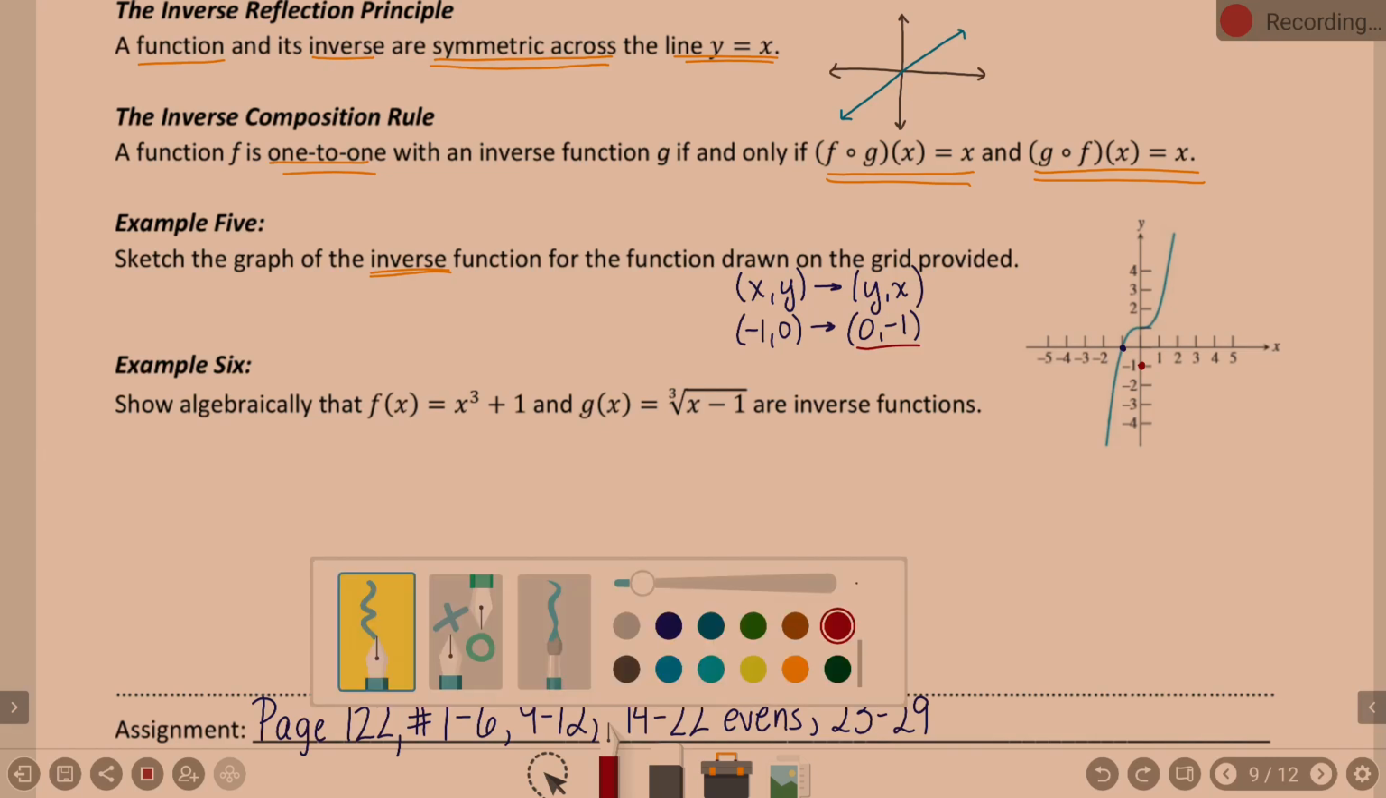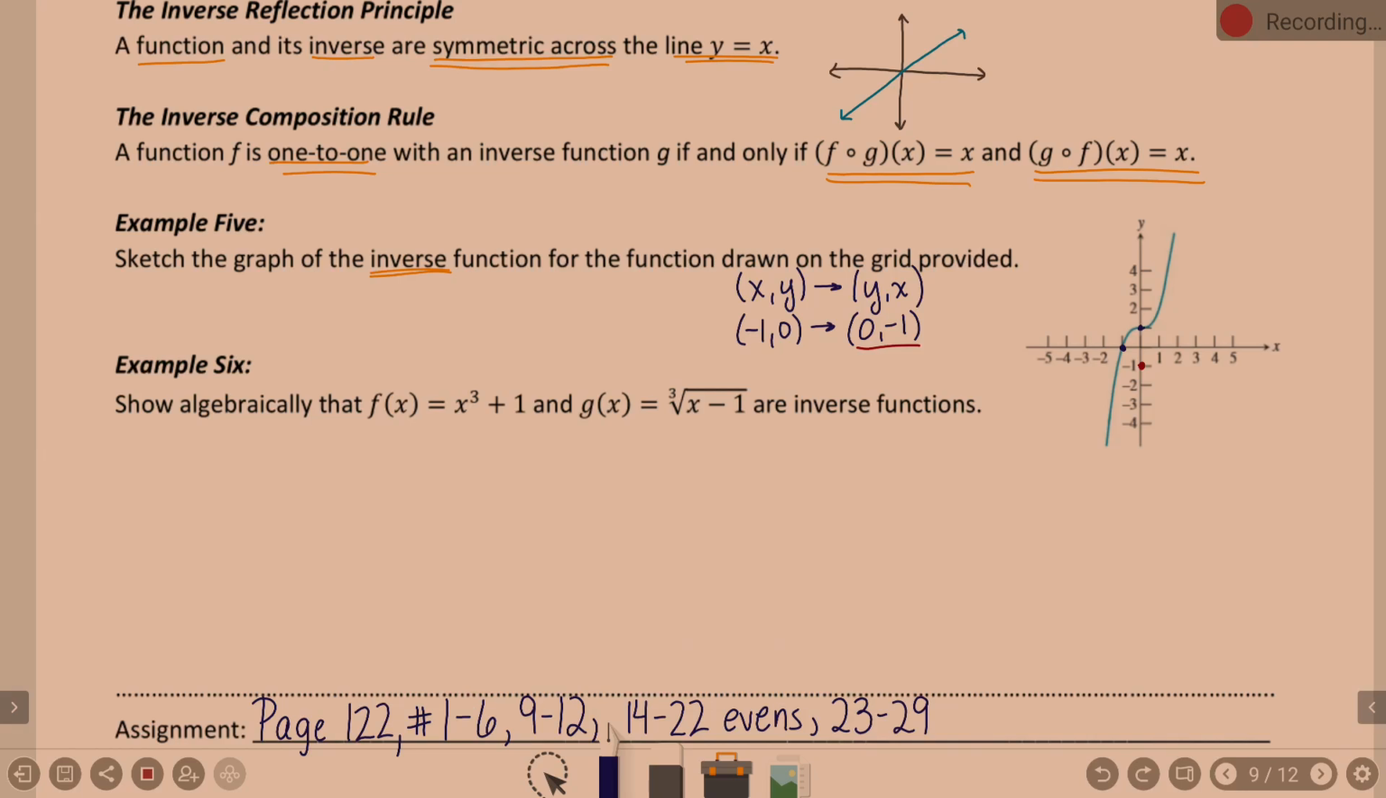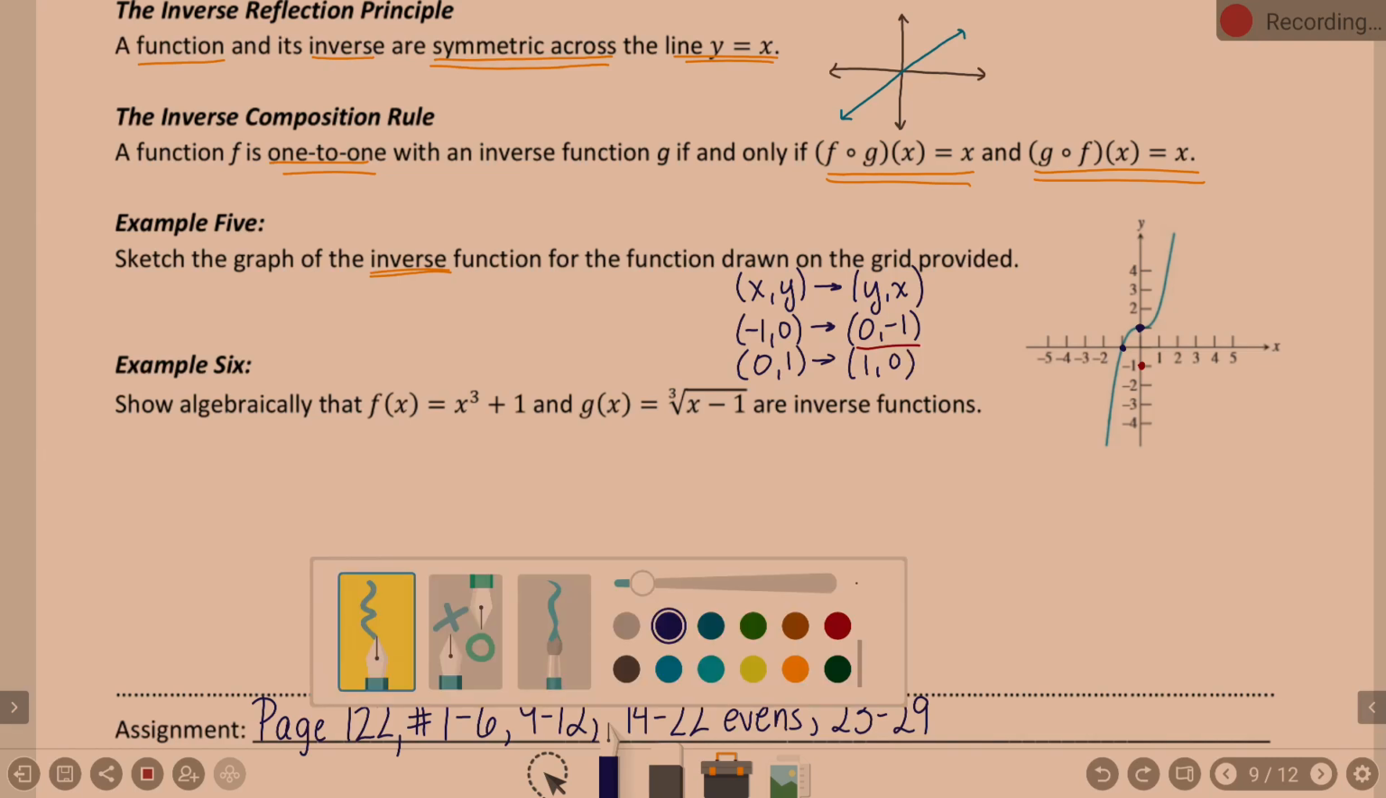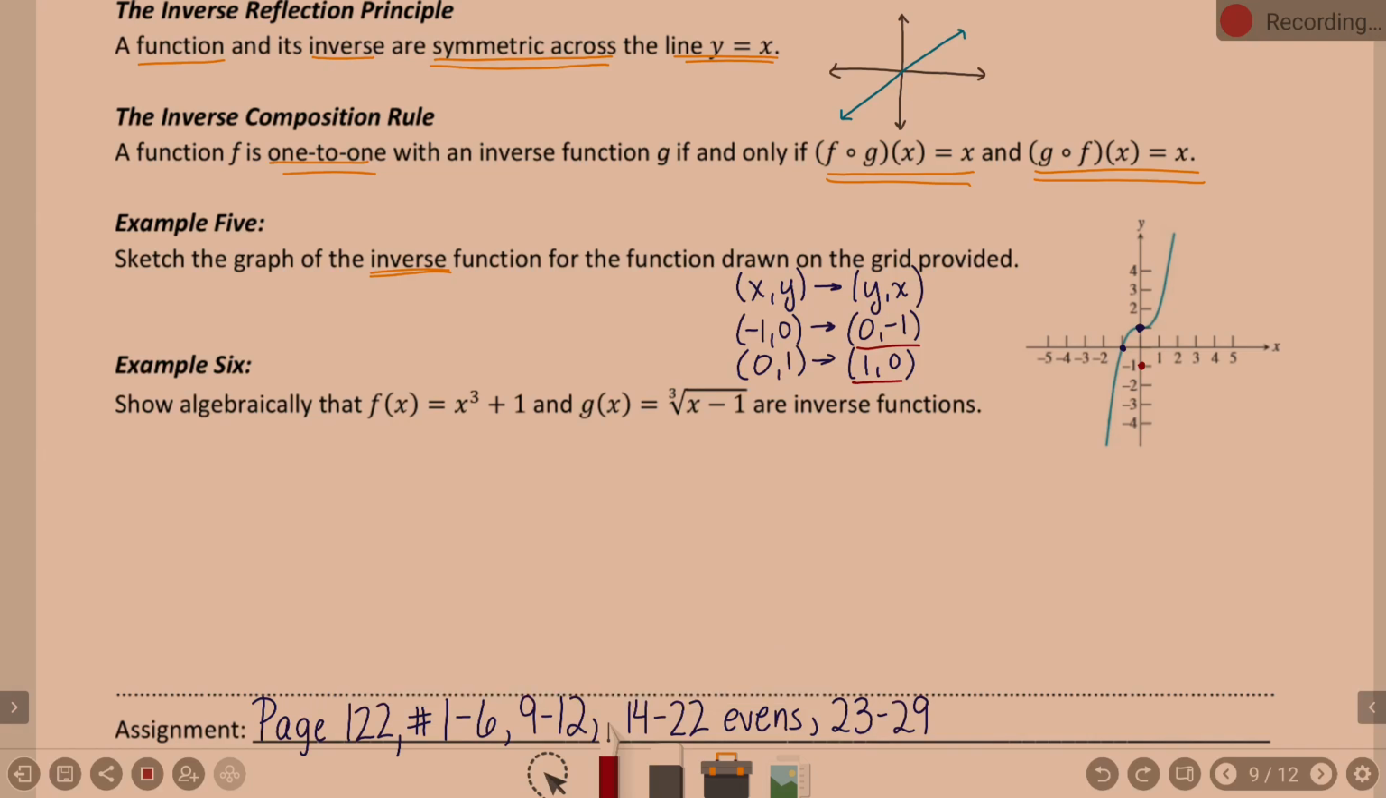What else do we have here? Does it look like the graph goes through 0, 1? Yeah. Can you guys see my points okay? They're not huge, I know, but it goes through 0, 1 here. So what does 0, 1 become on the inverse? 0, 1 becomes 1, 0. So now I'm going to have a point that is 1, 0. I'm making the red points my inverse.